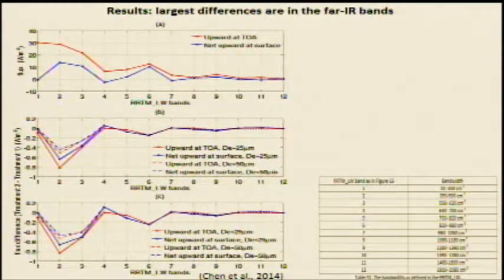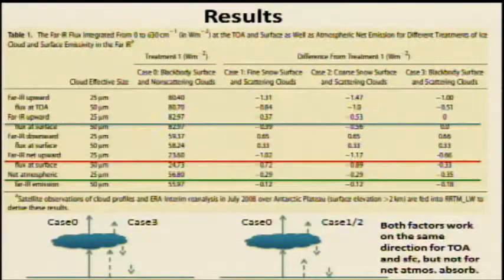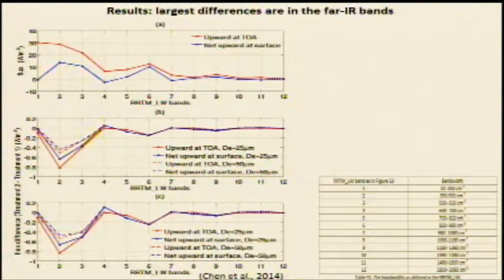And you can do this calculation. Here, we just do it for the far IR, but you can do this calculation for any band you want. So for all 12 bands in the RRTMG, you can see the largest change is coming from the far IR. When you look at the mid-IR, the change is really, really small.